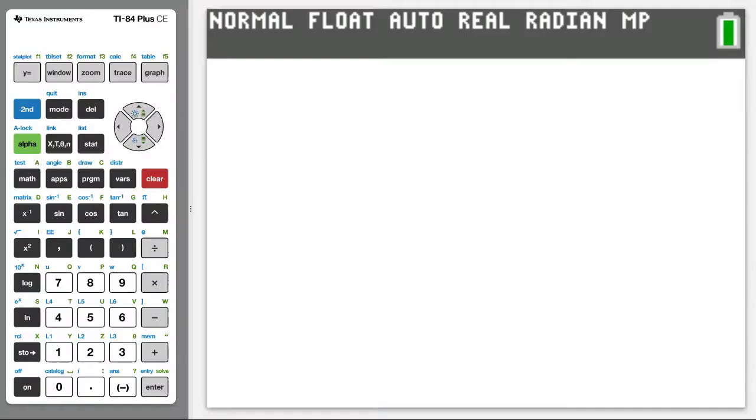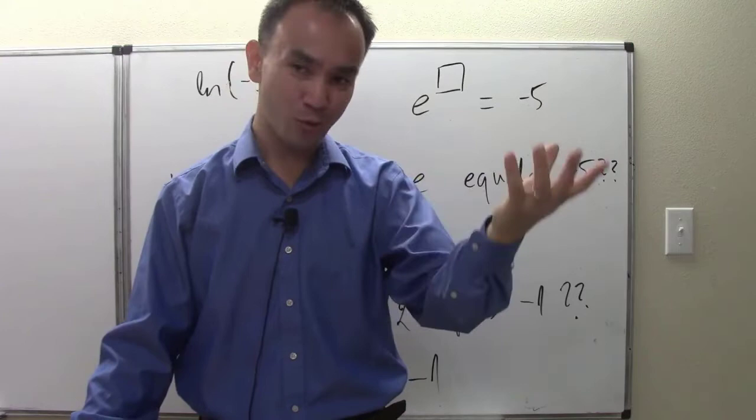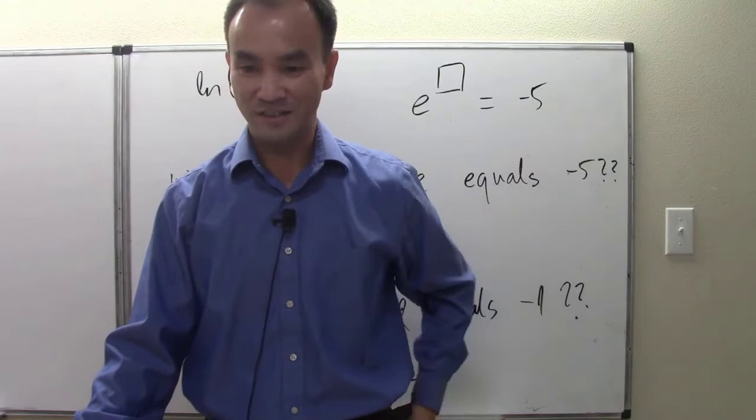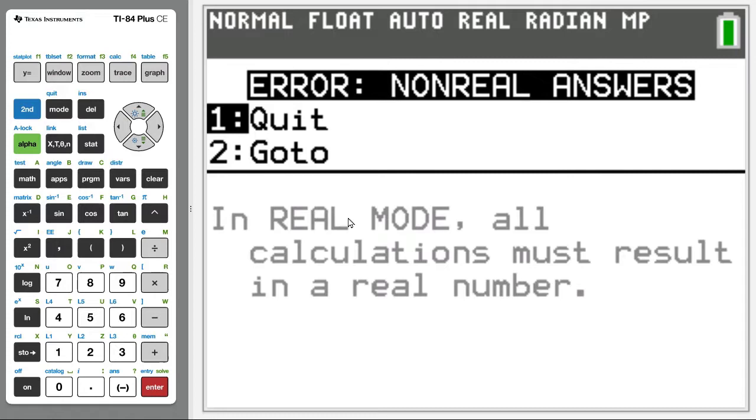So on the calculator, we enter natural log of negative 5. We really want to make the calculator do the work that we were not able to do. Once our mental math capability is not able to get us to an answer, we look for assistance from a machine, a calculating device. Now I'm going to hit enter. And even the machine refuses to work.